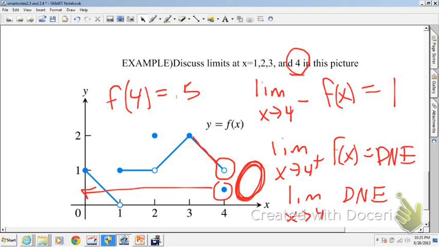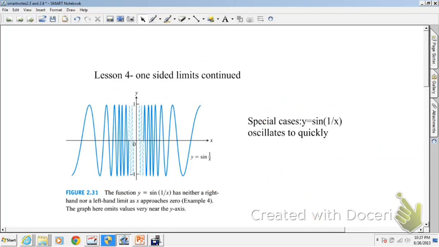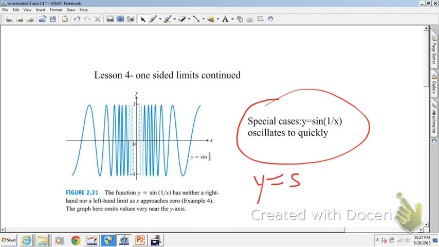All right, let's see what we have next. Other functions that are worth mentioning in our discussion on one-sided limits. Oscillating functions seem to keep creeping up on us, but this one is worth taking a look at. Special case: y equals sine of 1 over x. It's oscillating too quickly. So sine of 1 over x has neither a right-hand nor a left-hand limit as x approaches 0.